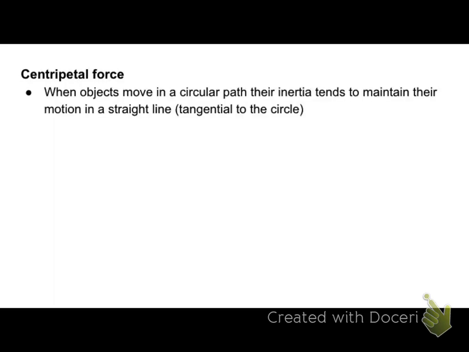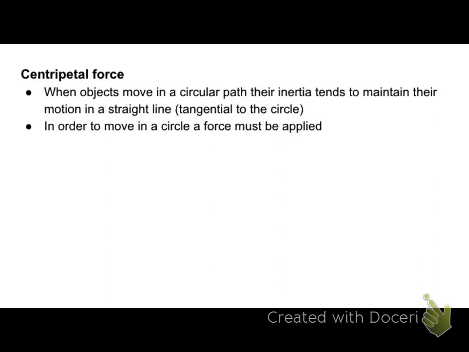Now let's talk about centripetal force. When objects move in a circular path, their inertia tends to maintain their motion in a straight line, which would be tangent to the circle. Which means in order for an object to actually move in a circle, you must have a constant force being applied to oppose that inertia. Otherwise, the object will move in a straight line. It will not curve.